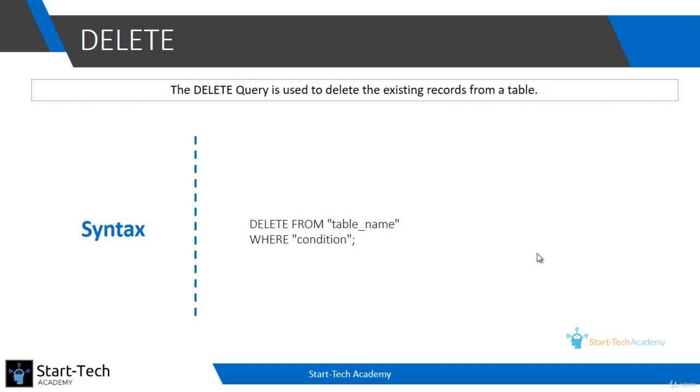The syntax of the delete query is delete from, mention the table name, and then give the condition for the rows to be deleted. The condition will be given again using the where clause. Let us see some examples.